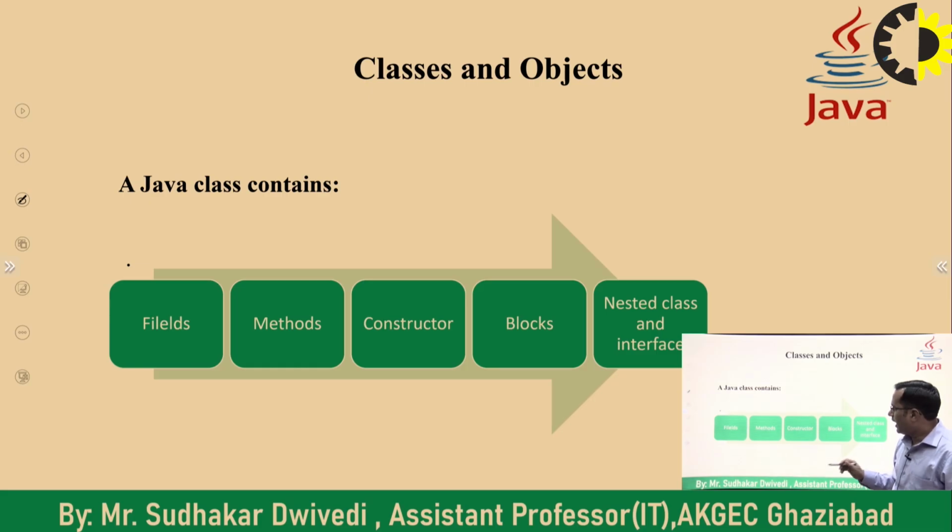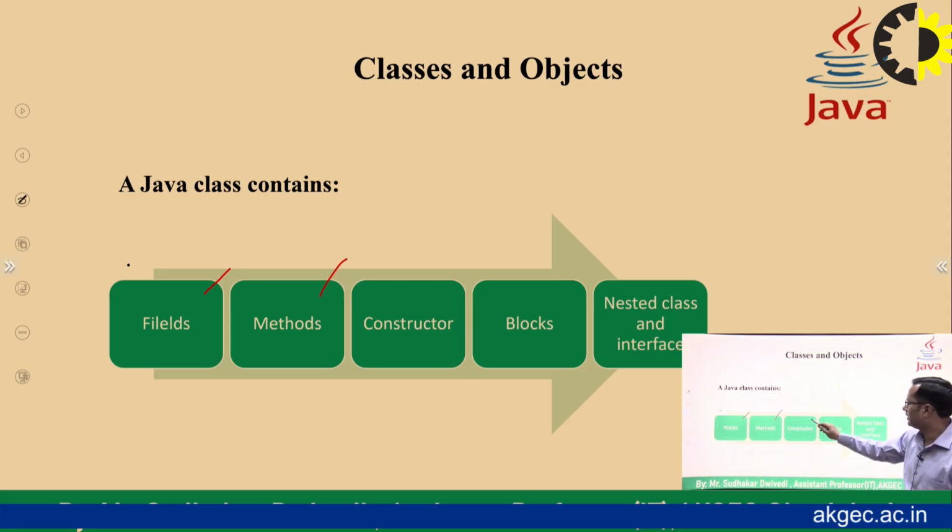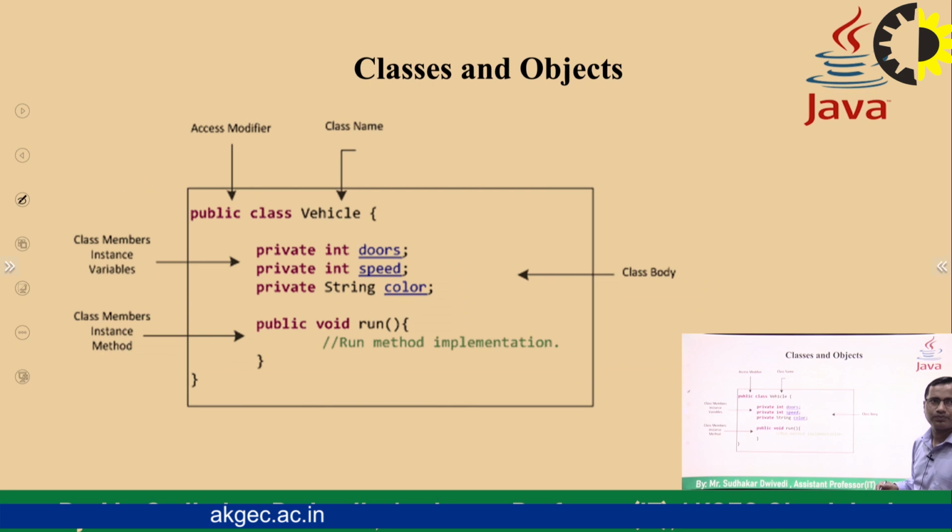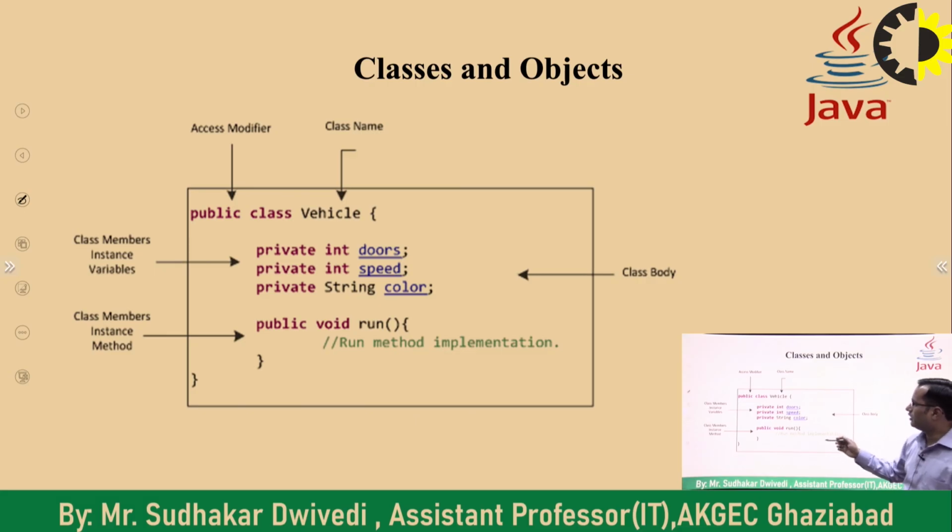As I have said, a class may contain fields, methods, and constructors. A class can also contain some blocks, and a class can also contain another class. So this is the example here. Once we want to create a class, we need to have a structure of the class.